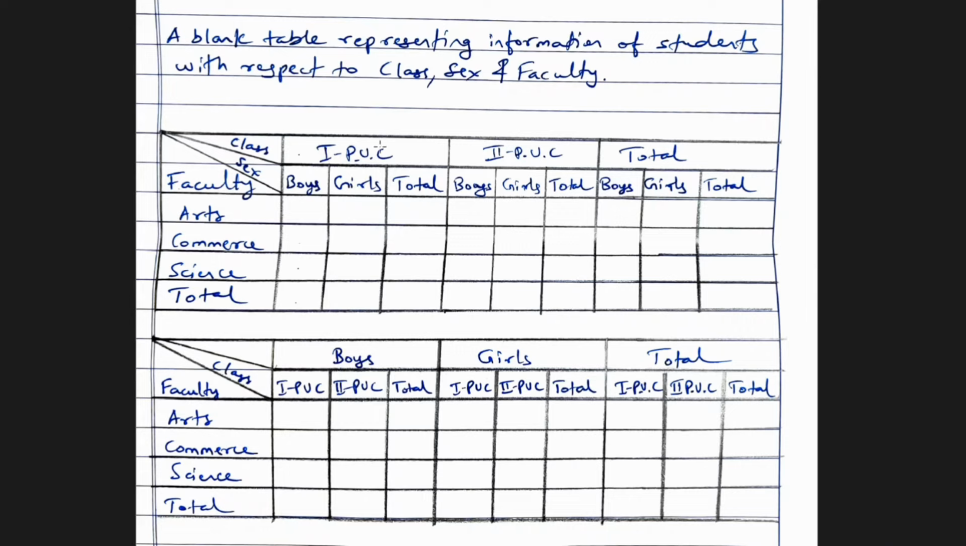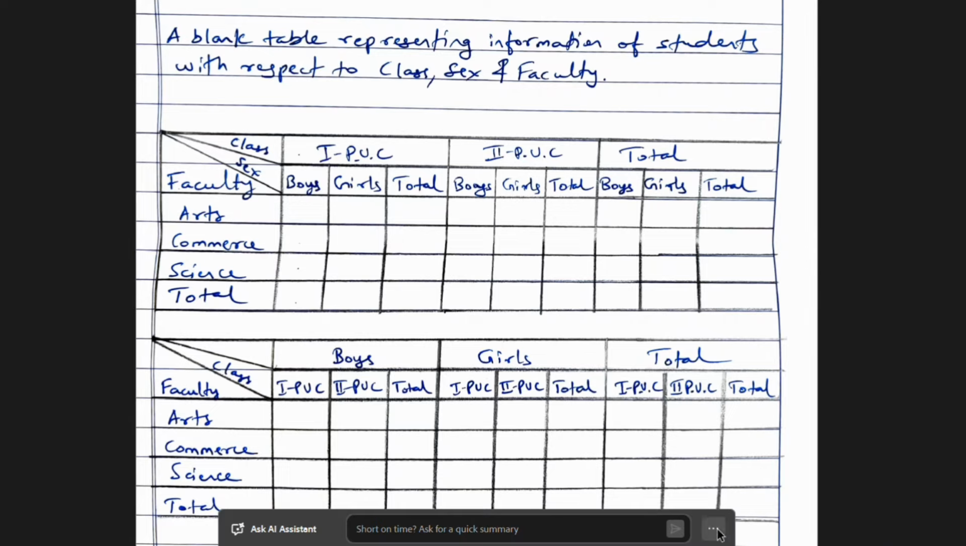Next, in the main caption you can take class: first PUC, second PUC. Again, that can be divided as boys, girls, total. So under first PUC, number of boys, number of girls and total. Under second PUC, number of boys, number of girls and total. And at last, total number of boys, total number of girls and grand total. So here one total and here one total. So this is one way of writing the table.